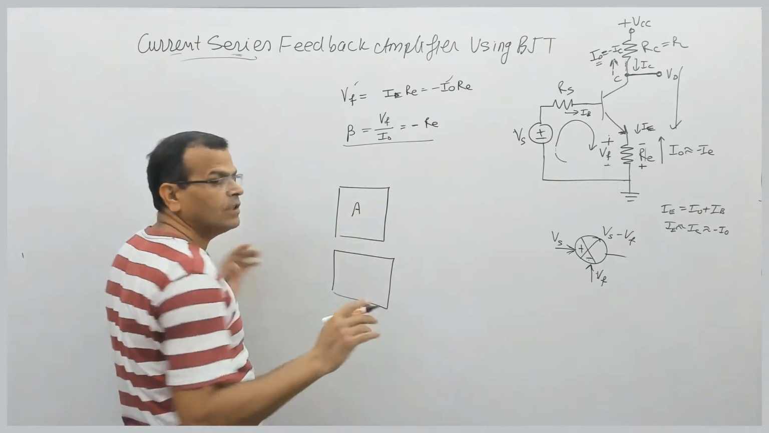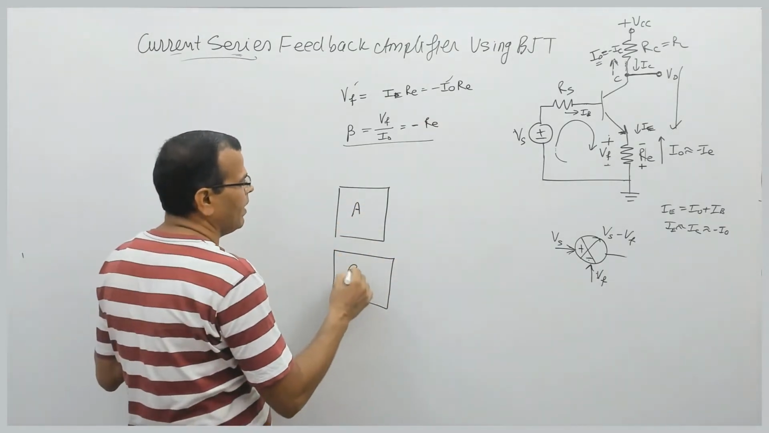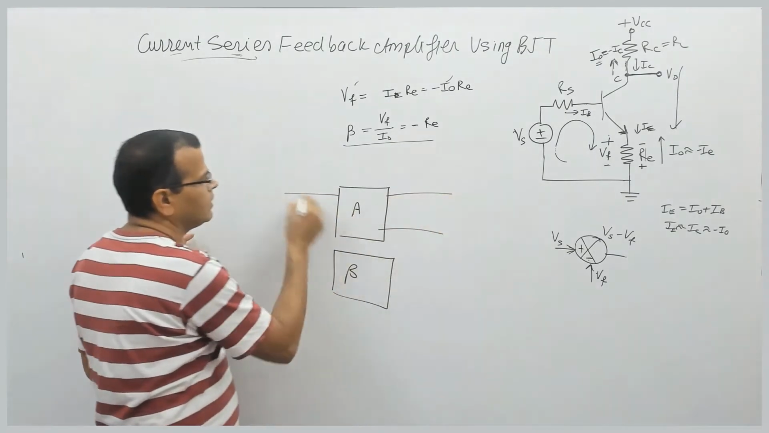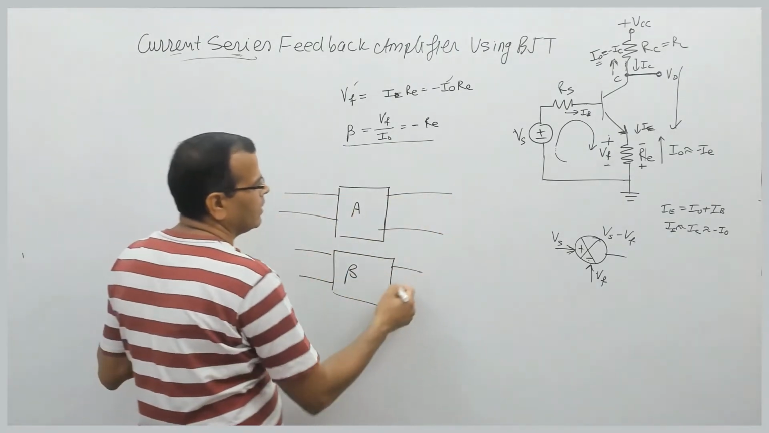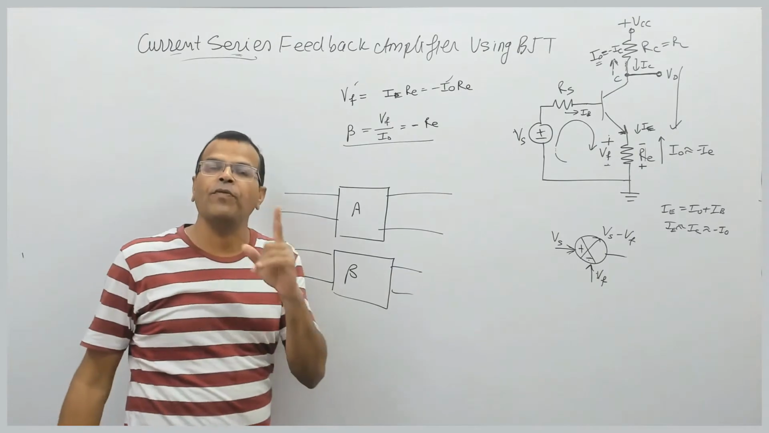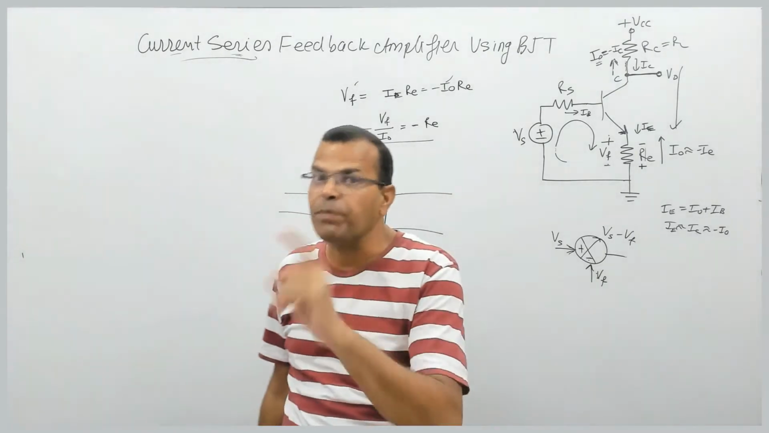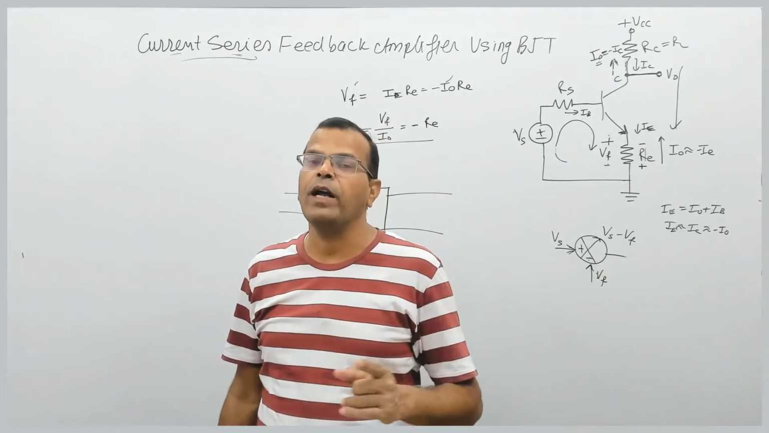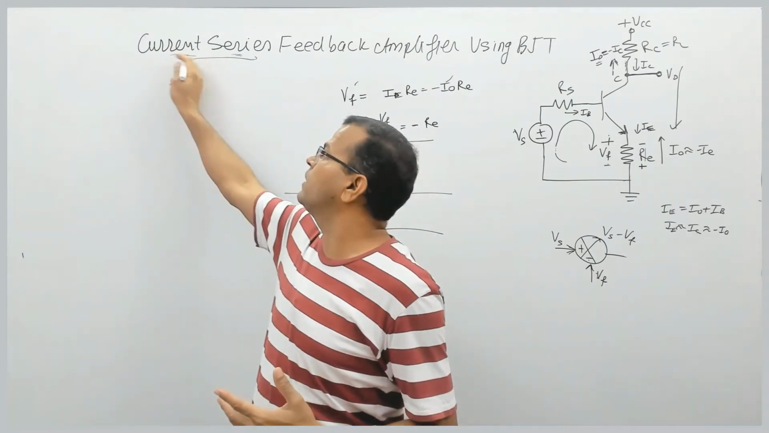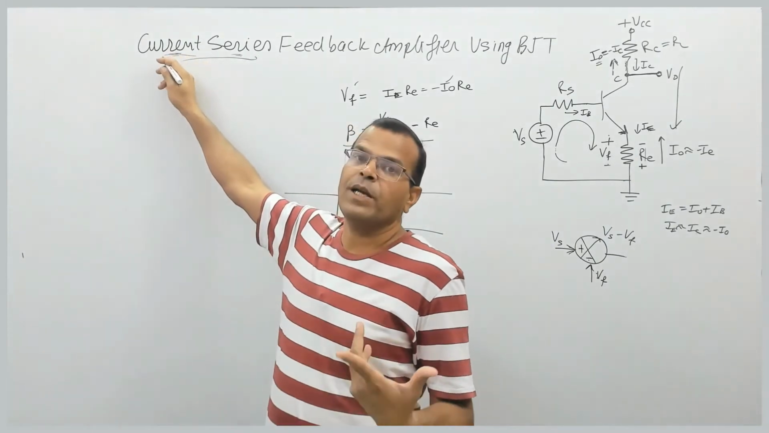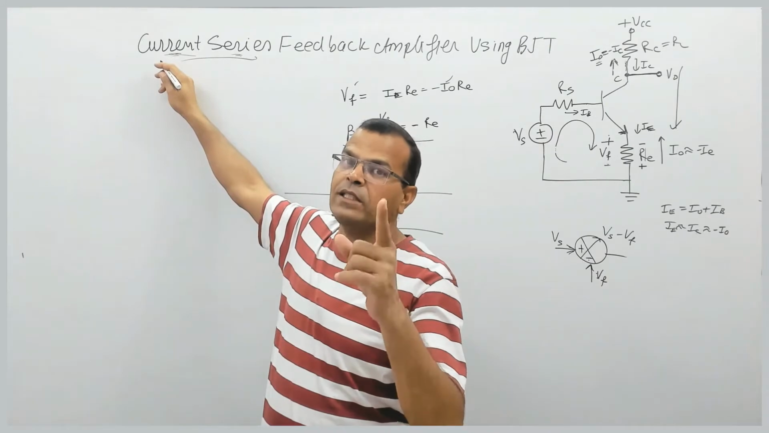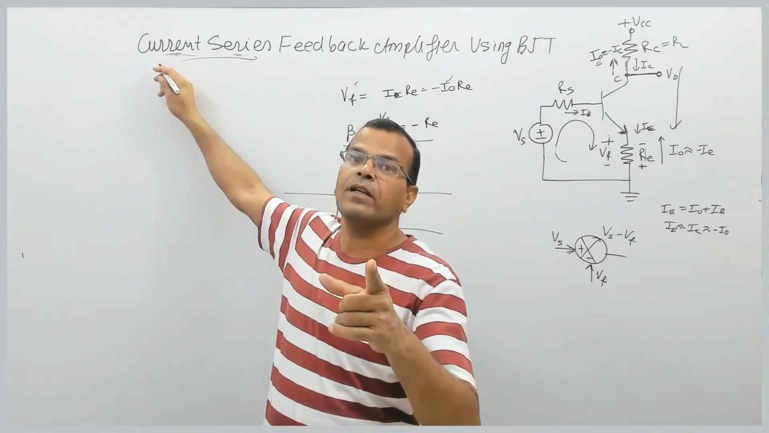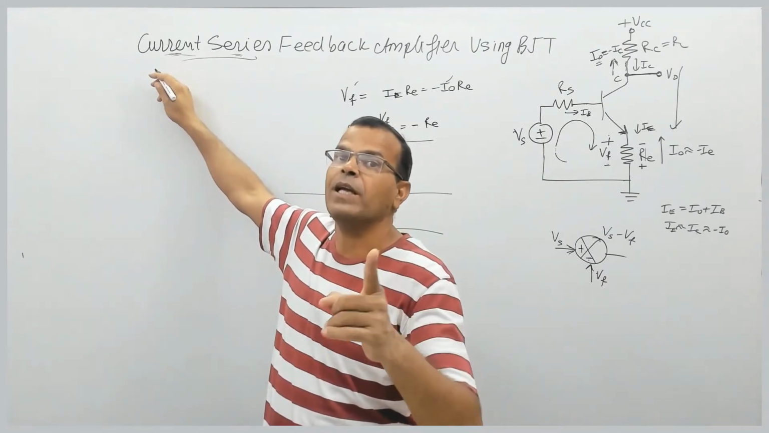This is the general diagram of a feedback amplifier. What is the type of sampling? That is current sampling here. Why? Because the output signal is current. So current sampling is also known as series sampling. Voltage sampling is known as shunt sampling.